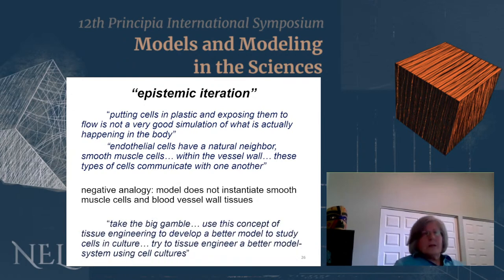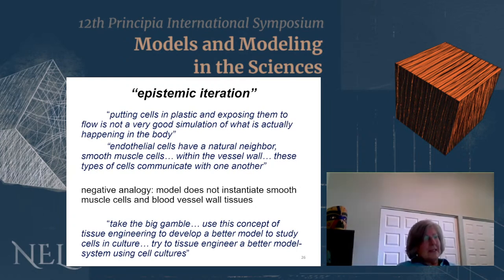So in the early 2000s, he decides to take the big gamble: to use this concept of tissue engineering to develop a better model to study cells in culture, to try to engineer a better model system using cell cultures. So put the endothelial cells in a natural culture, basically with their neighbors and other tissues. Notice he says use this concept of tissue engineering because it was just an idea, okay? They hadn't actually tried to engineer living tissues with all of the components that tissues have.